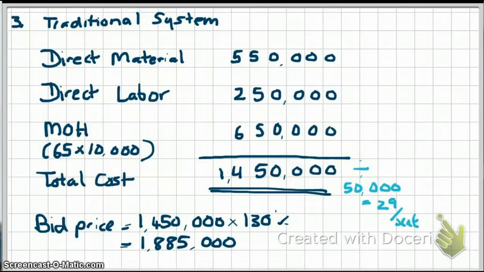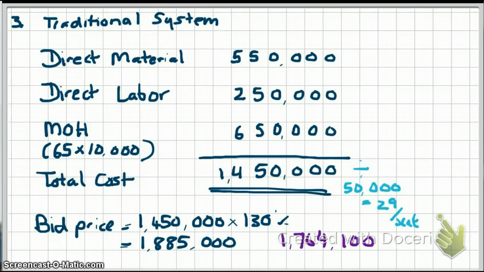So using the traditional system, your bid price was $1,885,000. Remember, what this company is doing is bidding for a job. They will quote $1,885,000 if they use the traditional system to allocate manufacturing overhead. Earlier, we calculated how much they would have bid if they used activity-based costing. Using activity-based costing, they would have bid $1,764,100.